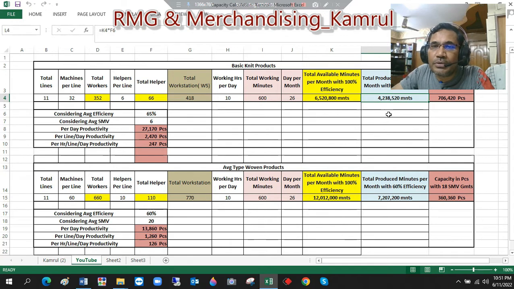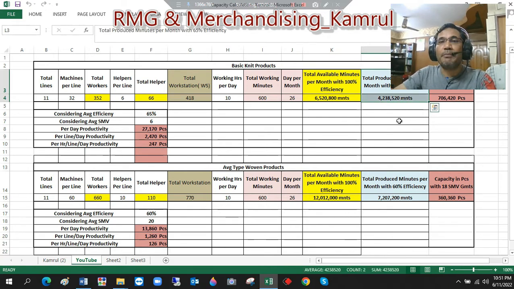How many minutes? 4.2 million minutes. This 4.2 million minutes is actually the produced minutes, the actual working hours, because 100% efficiency is not possible. So we have to work with produced minutes.